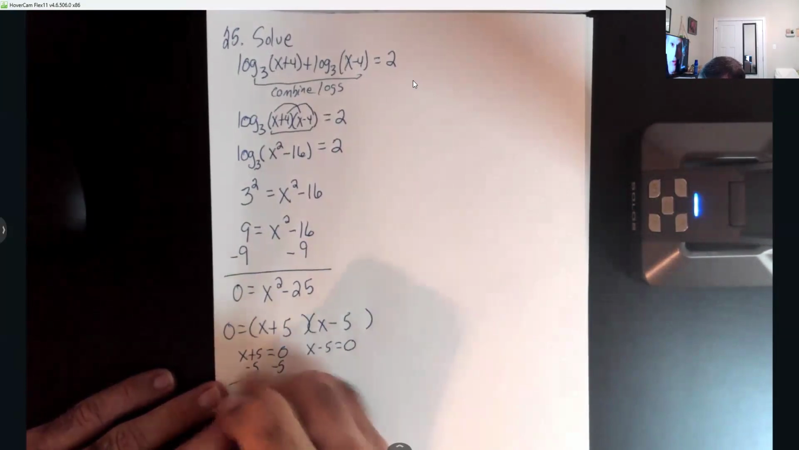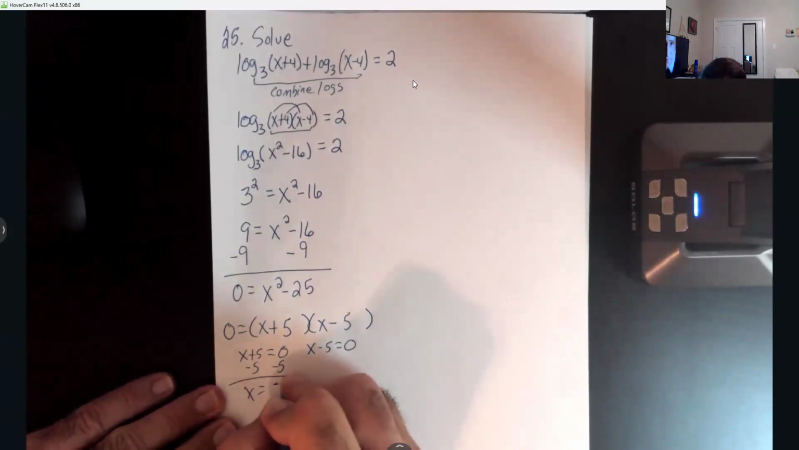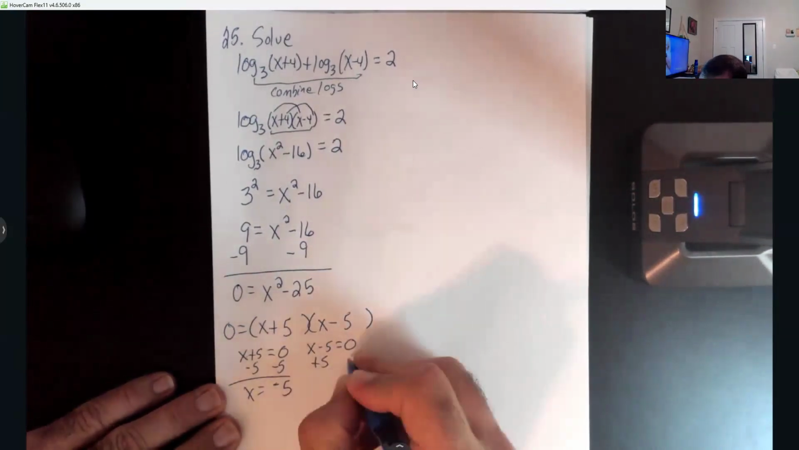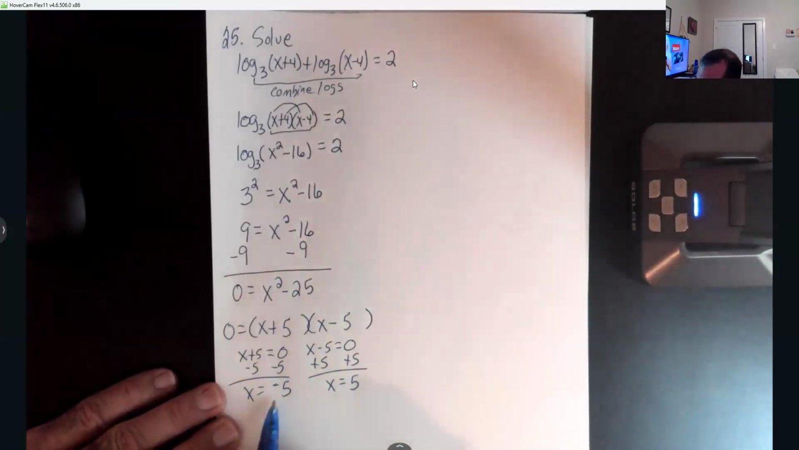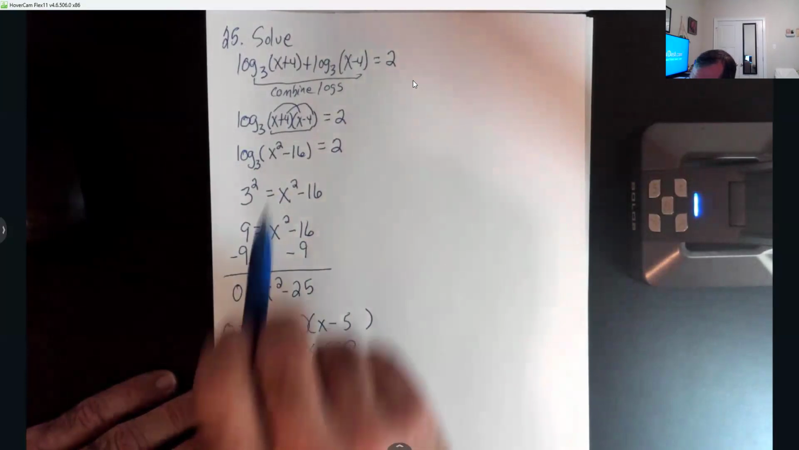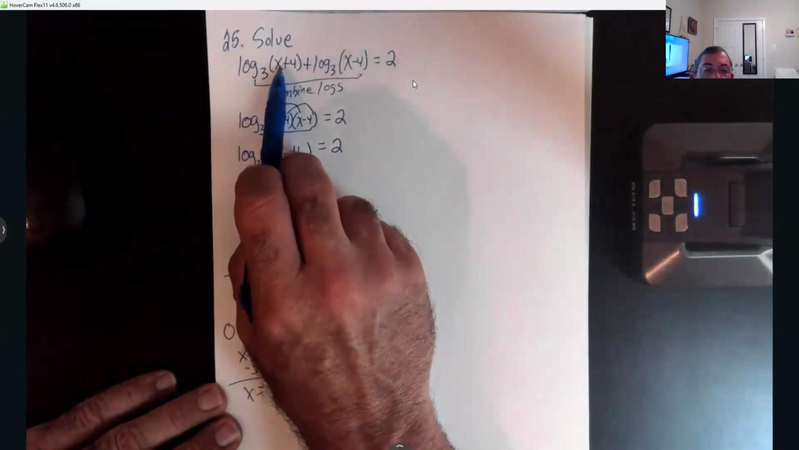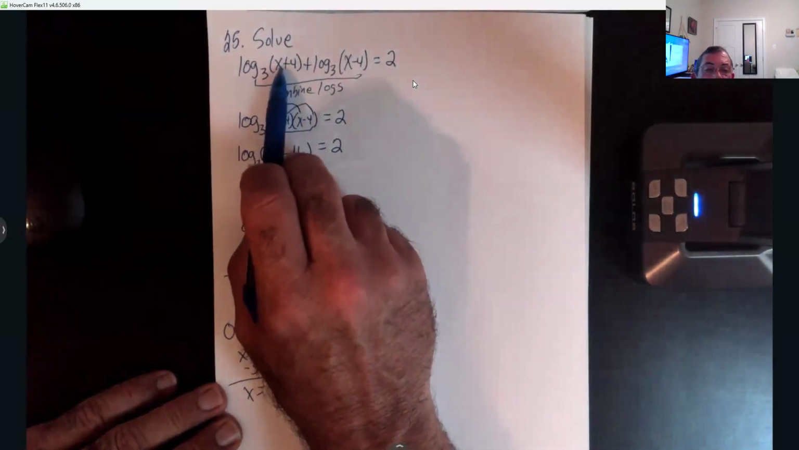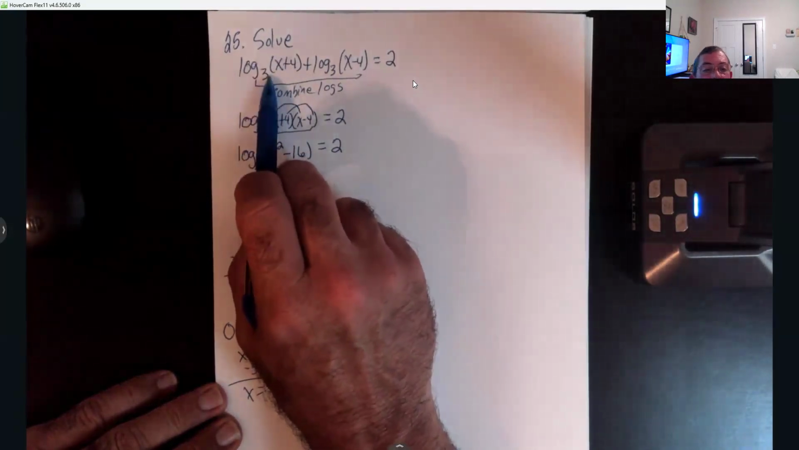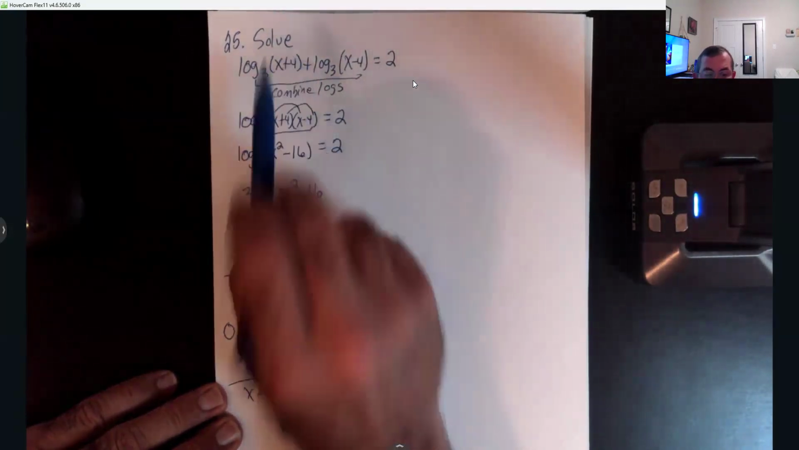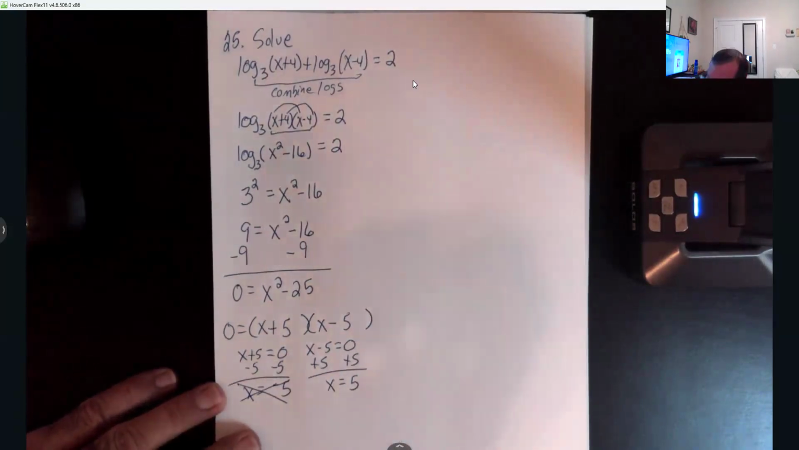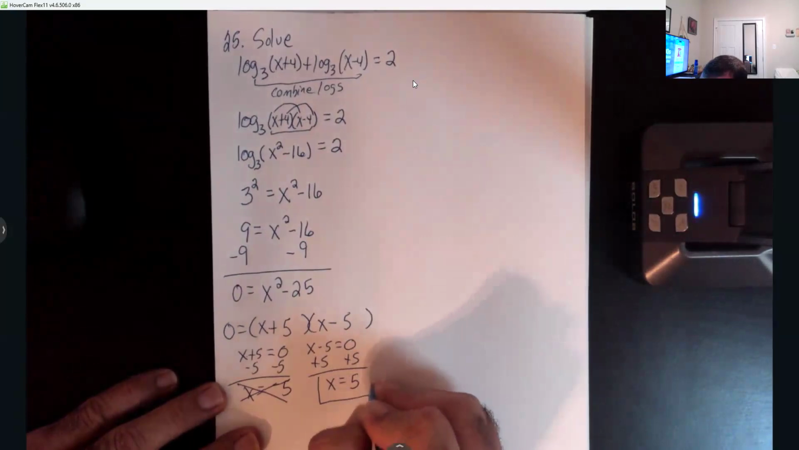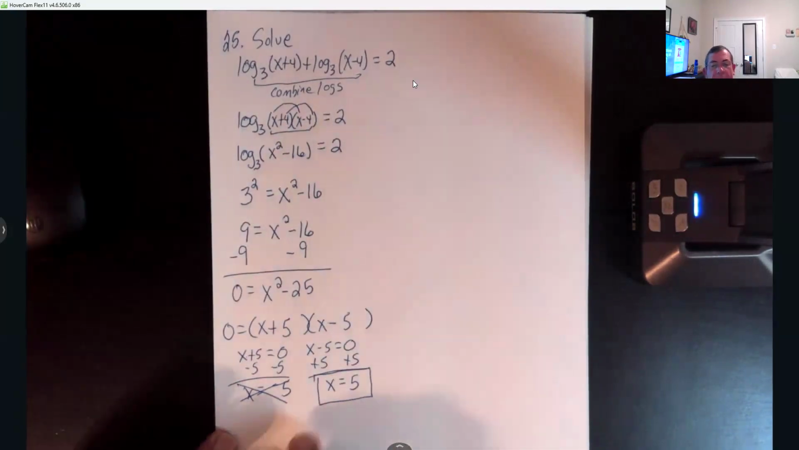All right, y'all, so look here. Here's that -5. And here is our +5. But if you put that -5 in here for these x's, you're going to get negative numbers, and we cannot take a log of a negative result. So we're going to throw away the negative answer again, and the only answer is going to be x equals 5.